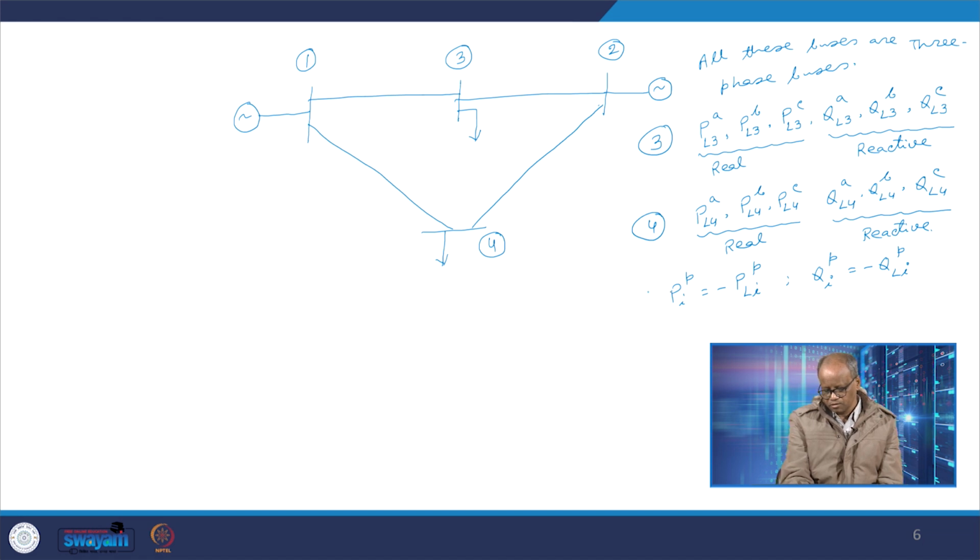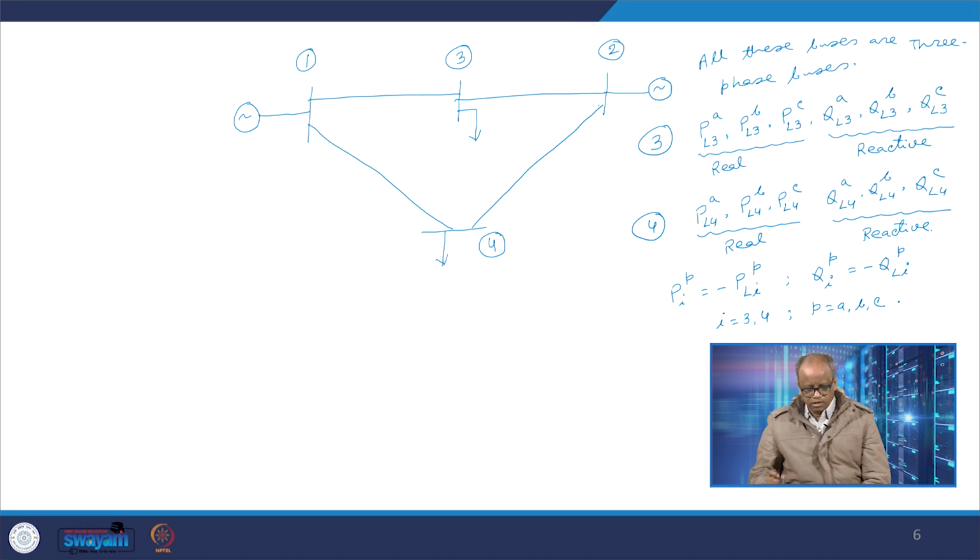Here i varies over 3 and 4, and p is A, B, C. So the injected power at bus 3 corresponding to phase B would be equal to minus PL3B. Similarly, the injected reactive power at bus 4 corresponding to phase C, that is Q4C, would be equal to minus QL4C.